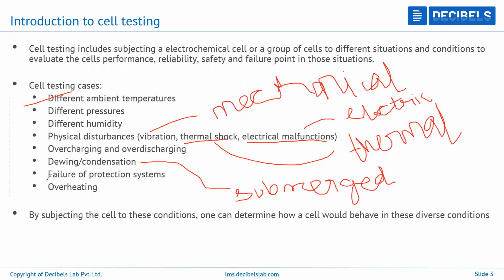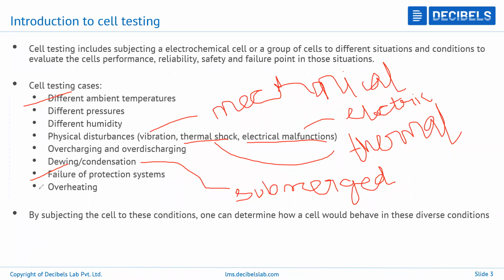Yeah. And then another situation which cells could face in real life is failure of protection systems. So battery management systems are not 100% perfect always. Yeah. So they could fail at some point in time. Suppose its current protection could fail, or its voltage limiter could fail, or its short circuit protection could fail. So in those extreme situations, how would the cell behave under very challenging situations? So that is also one of the cases that the cell could face.